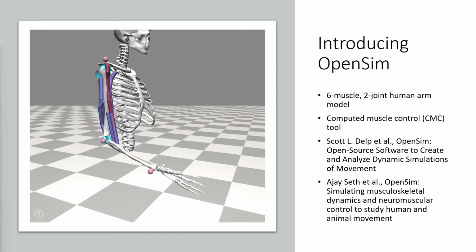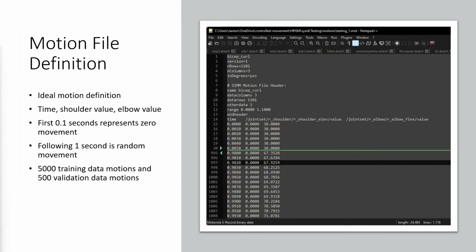OpenSim, created by Scott Delp et al., is a wonderful software with which users can develop models of musculoskeletal structures and create dynamic simulations of movement. OpenSim provides a computational muscle control, or CMC, tool that takes a defined motion and generates the needed muscle activations to achieve it. So first we need to generate motions.